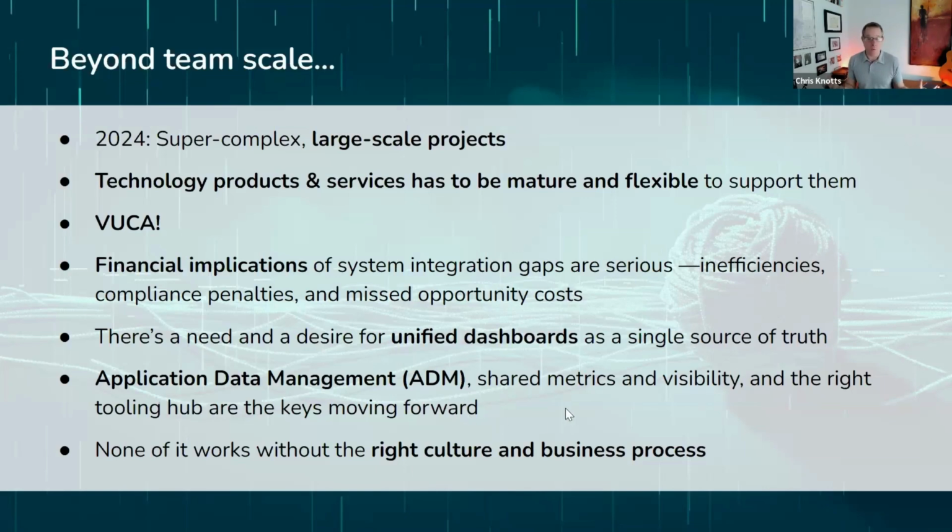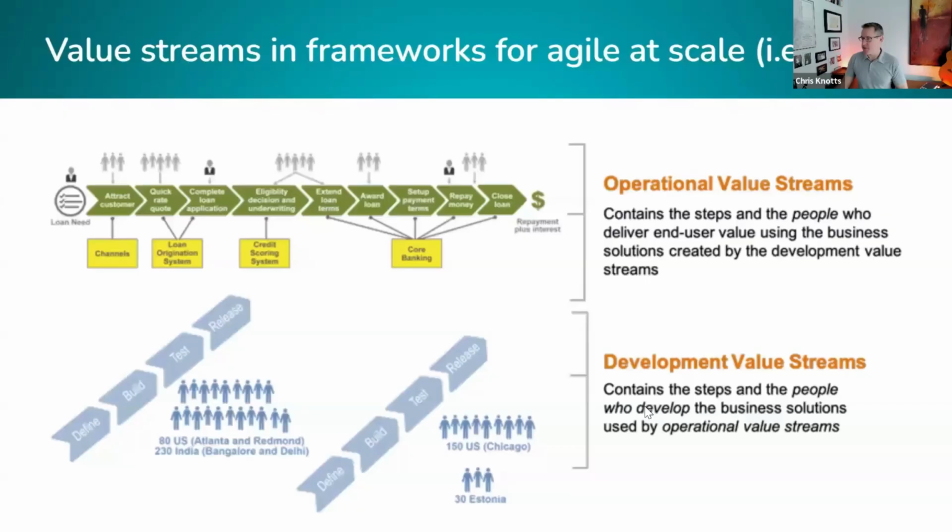So you're not going to do that without the right data environment, and you're not going to do that without the right tooling environment to support data aggregation and then to be able to measure it. Then, of course, even if you do have those tools and processes in place, it doesn't work without the right culture and business process. So culture, human factors is a big consideration, and so is process, as I mentioned.